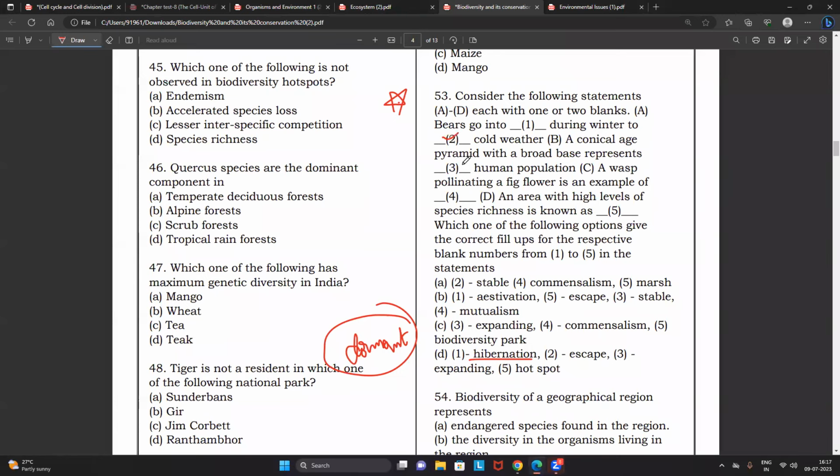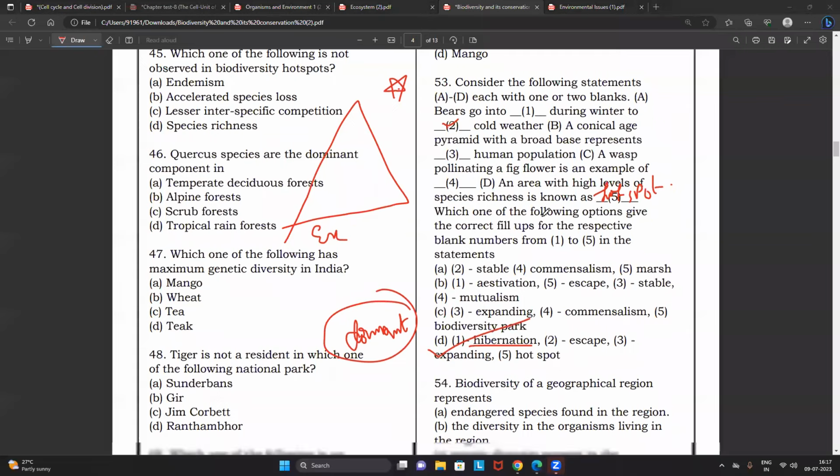Yes or no? A conical pyramid with a broad base represents what? See, this is called broad base. Broad base means what? It represents an expanding population. Yes or no, friends? An area with a high level of species richness is known as, of course, the hotspot. Right. The correct answer will be D. Right. Okay.